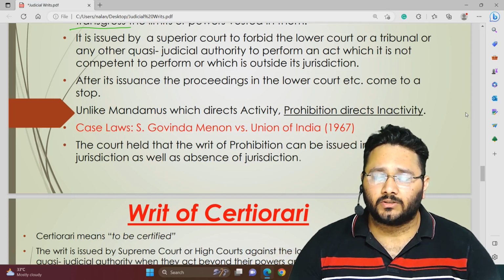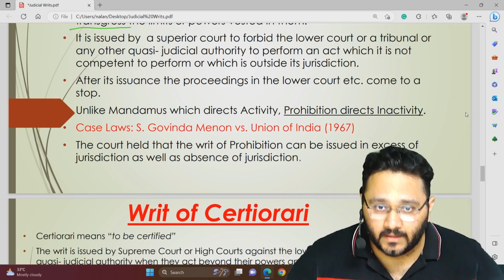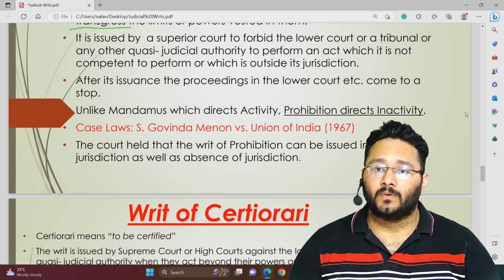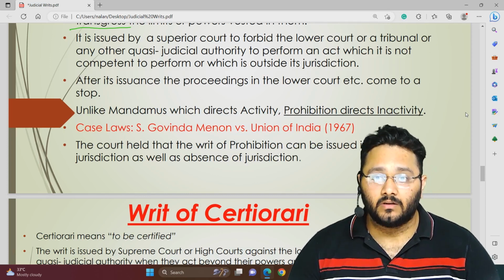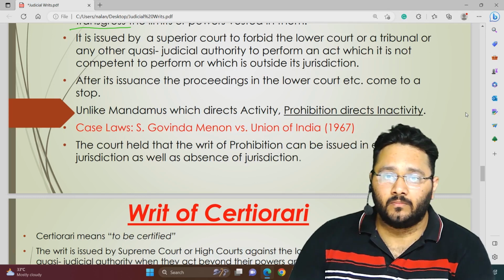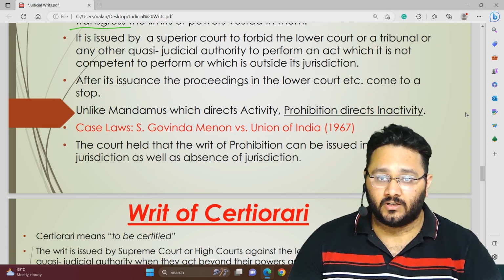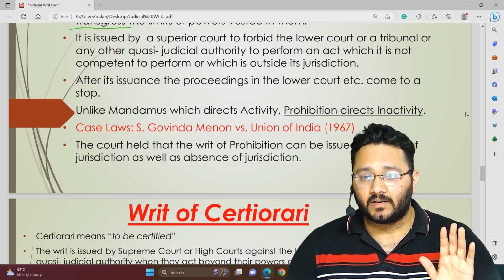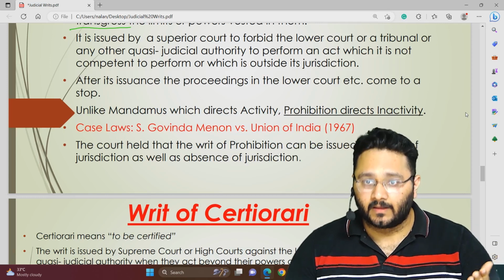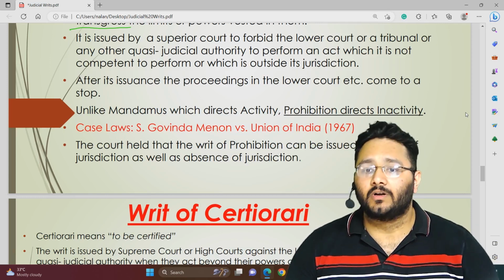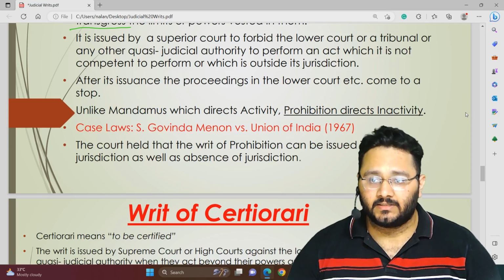So judicial authority तो कोर्ट ही हो गए, ठीक है. Then quasi judicial authority to perform an act which it is not competent to perform and which is outside its jurisdiction. सिंपल सी बात है, जो काम करने के लिए आप सक्षम नहीं थे, आप ऑथोराइज नहीं थे, अगर आप वो काम करते हो तो आपको रोका जाएगा. This is called prohibition.